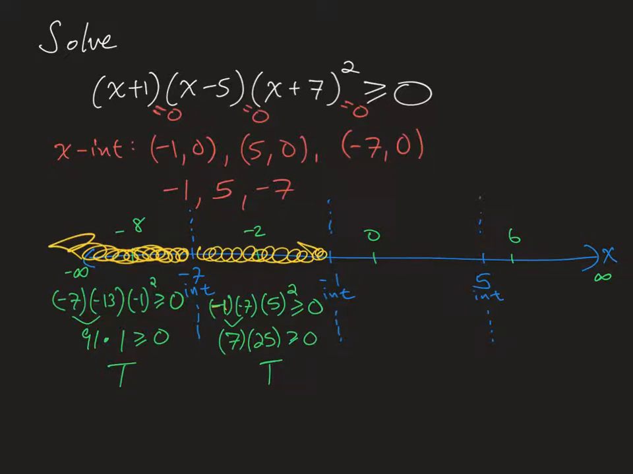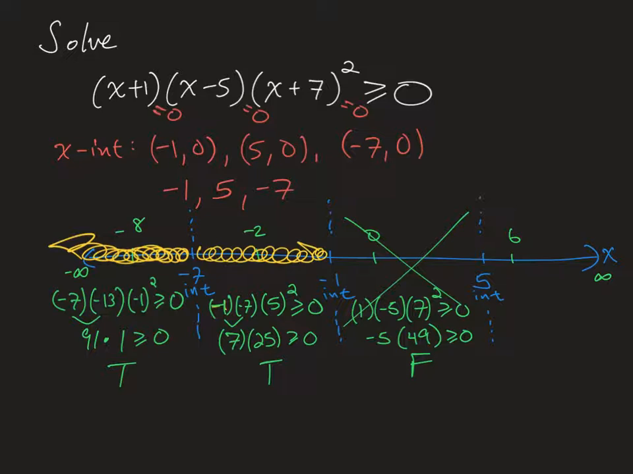When you substitute 0 in for all of these values up here, it's pretty simple. You'll get 1 times -5 times 7 squared. So let's see if I can do that. 1 times -5 times 7 squared greater than or equal to 0. So this is -5 times 49 is greater than or equal to 0. That ends up being -245. This is false, so I will not shade here.